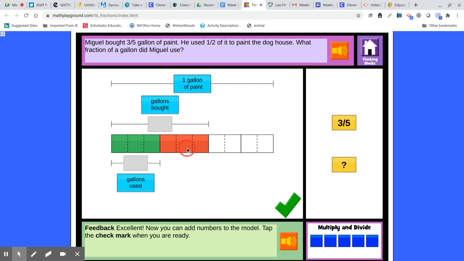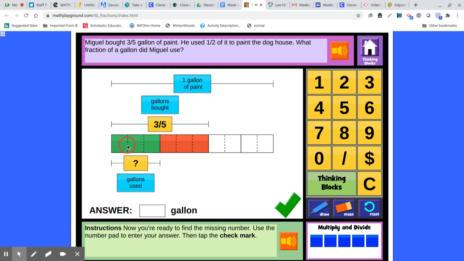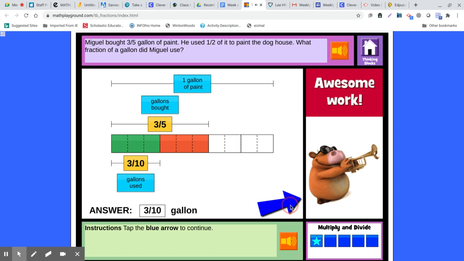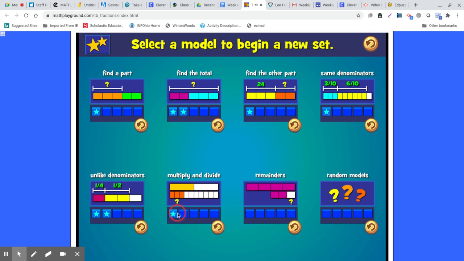So we have found 1/2 of 3/5. So 3/5 was this. We need to find 1/2 of 3/5. The answer is 1, 2, 3 out of what? What is our denominator? 1, 2, 3, 4, 5, 6, 7, 8, 9, 10. How much is in one whole? 10. Awesome. All right. So when you get all of these completed, this one was kind of difficult.